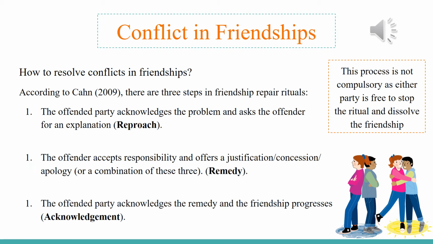When facing conflicts in friendships, Khan 2009 proposes 3 steps in friendship repair rituals. Step 1: Reproach. The offended party acknowledges the problem and asks the offender for an explanation. Step 2: Remedy. The offender accepts responsibility and offers a justification, concession, apology, or a combination of these 3. Step 3: Acknowledgement. The offended party acknowledges the remedy and the friendship progresses. This process is not compulsory, as either party is free to stop the ritual and dissolve the friendship at any stage.